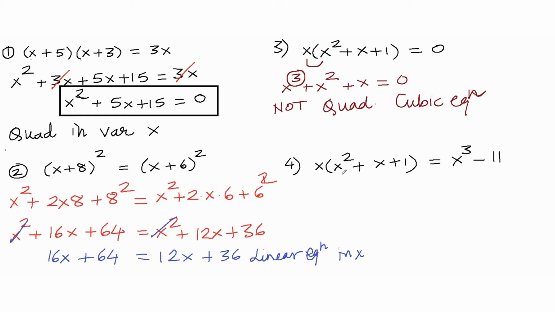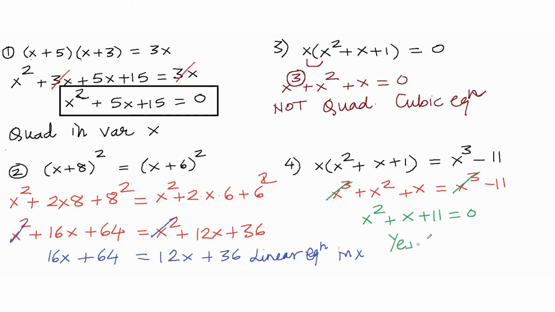Let's open up the bracket. So x into x square becomes x cube, x into x becomes x square, and x into 1 becomes x, is equal to x cube minus 11. So again, from both sides you will notice that x cube minus x cube will cancel. So this becomes x square plus x plus 11 is equal to 0, shifting the negative element to the left hand side. And the degree of this equation is definitely 2.